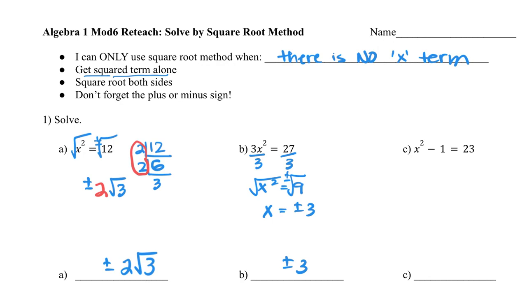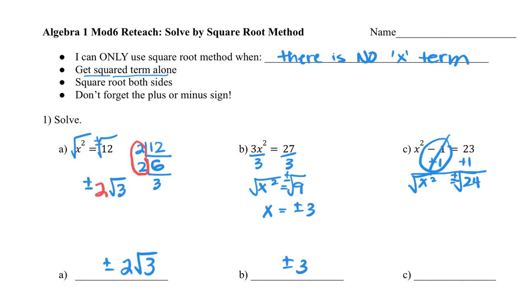And on this last one, you can see that I have x squared, but I have a minus 1 here. And to get rid of a minus 1, its inverse operation is to add 1. So I'm going to add 1 to both sides. I have x squared, this whole thing cancels out, is equal to 24. Now I have my x term alone, so I can square root both sides. Don't forget your plus or minus.